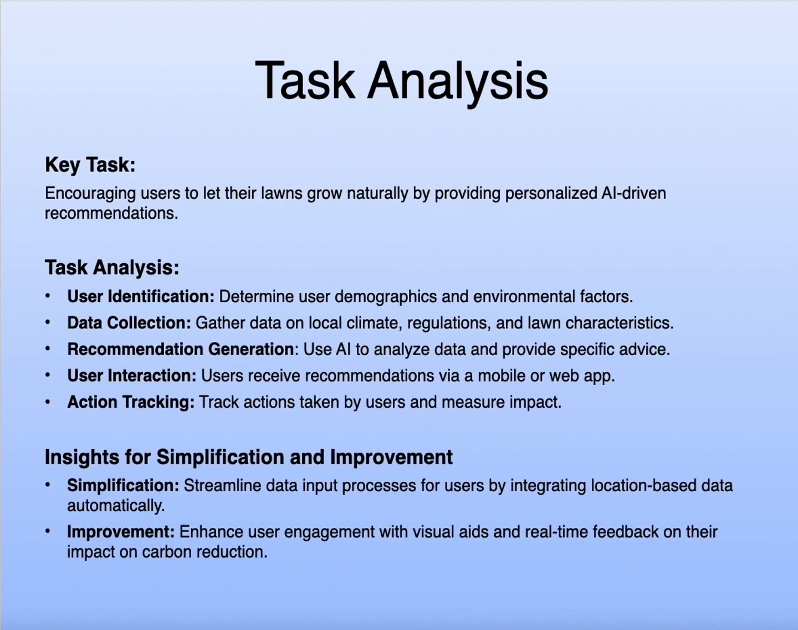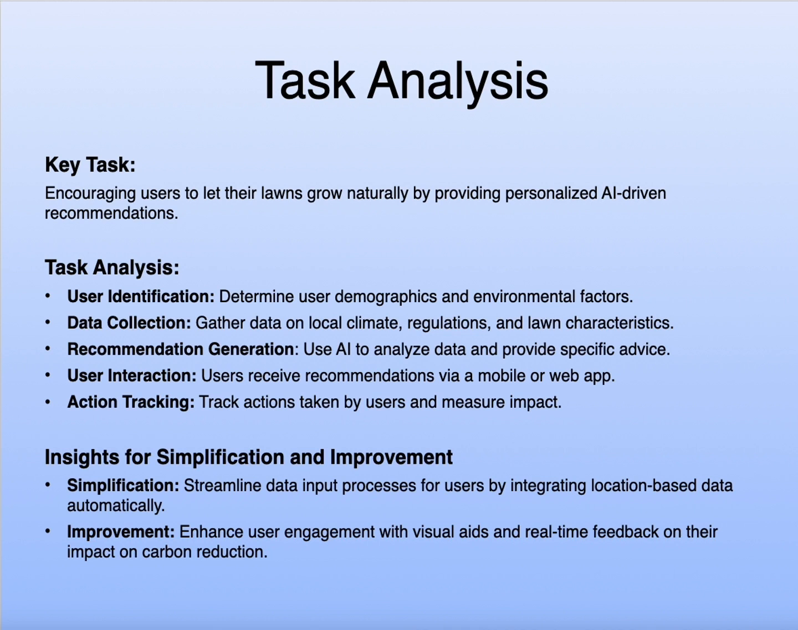So my task analysis: we encourage users to let their lawns grow naturally by providing personalized AI-driven recommendations. So part of that is user identification, determining user demographics and environmental factors. What neighborhoods, what's their climate like? Data collection: gather data on their local climate, their regulations, if there are any, and lawn characteristics like the type of grass that you use. Recommendation generation: use AI to analyze the data and provide specific advice. Hey, you live here. This is what we think you should do.